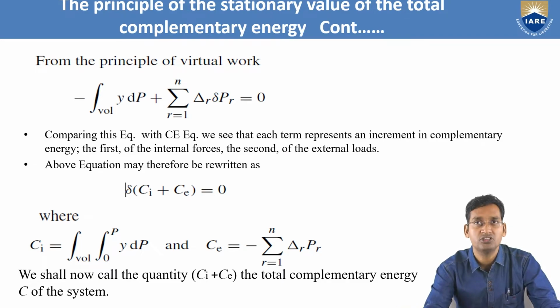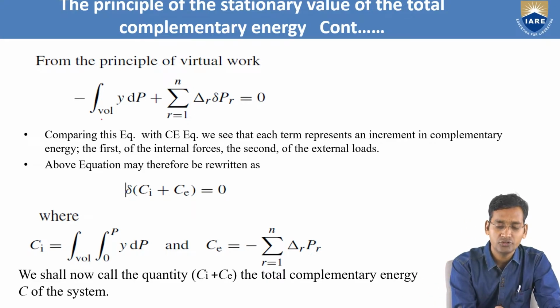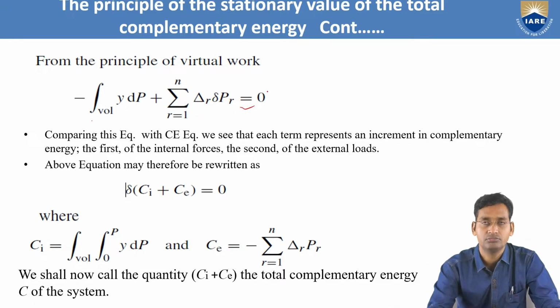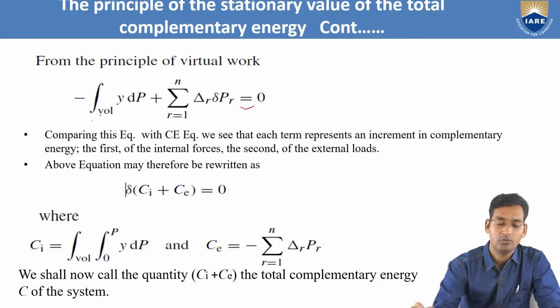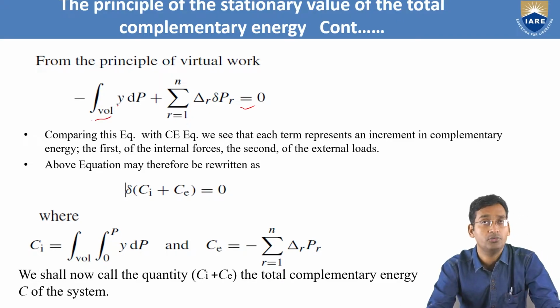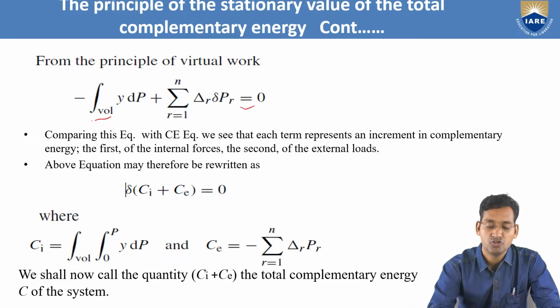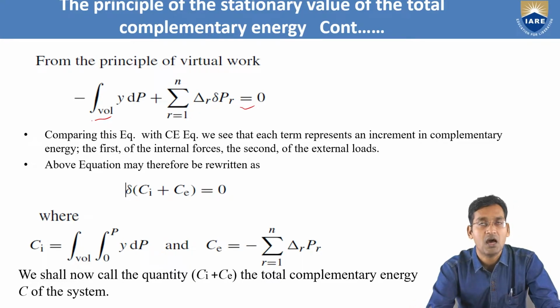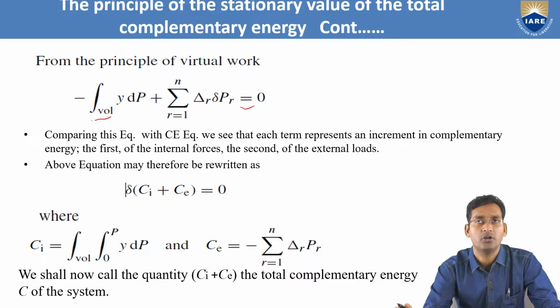The sum of all the forces must equal 0 for equilibrium, right? So now this equals 0. So minus the integral across the volume, we have to integrate across the volume. That's why here it's the integral of y dp plus the sum over r equals 1 to n of delta r dou pr equals 0. So this previous equation should equal 0. The total virtual work, or total work done, equals 0. Okay, that is from the principle of virtual work.